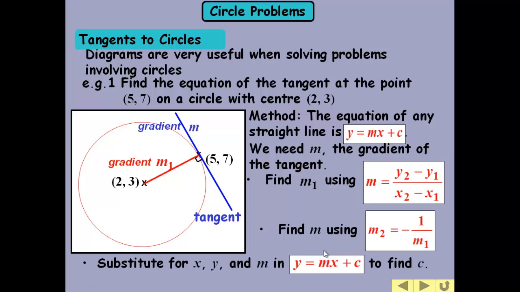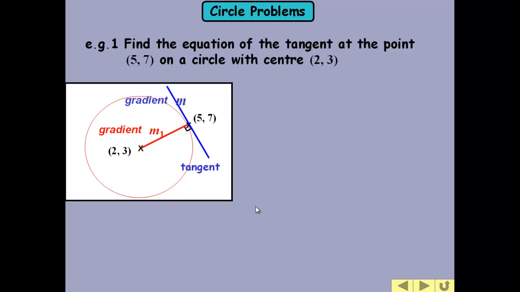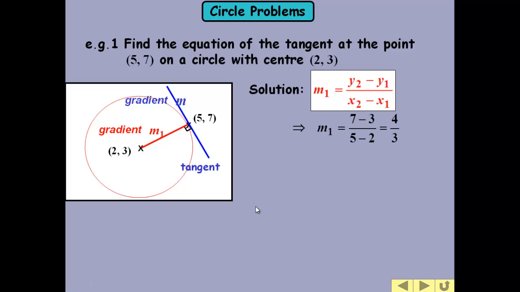And then once we've got the m, we can sub in any values on the line, can't we? We've only got one. We've got this 5, 7, so we can use that value for x and that value for y to find what c is. Or we can use the equation y minus y1 equals m(x minus x1) and use 5 for x1 and 7 for y1. So let's have a go at that.